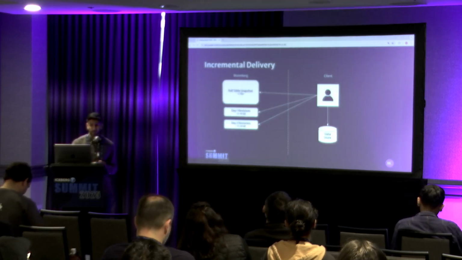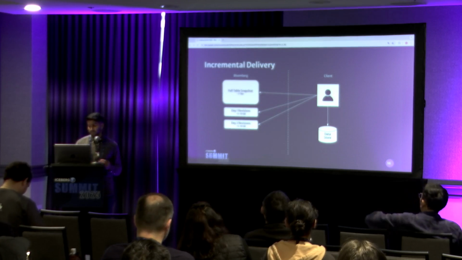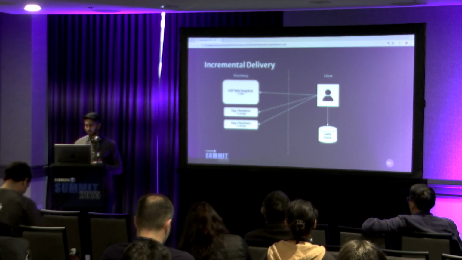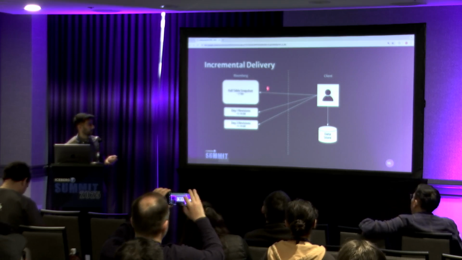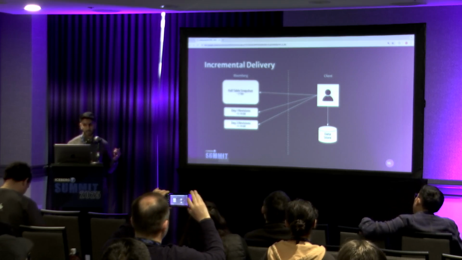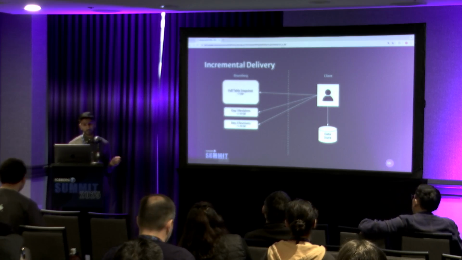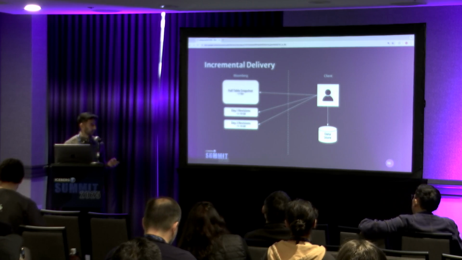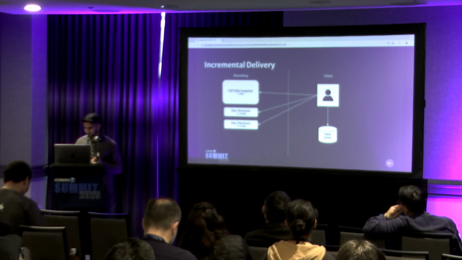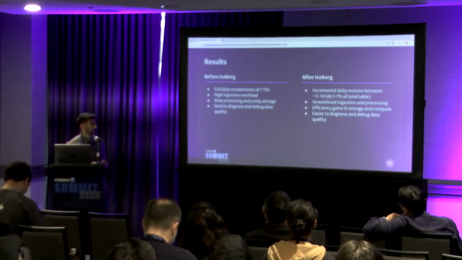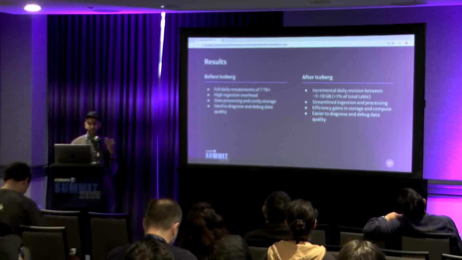And with those foundations, we were able to build an incremental delivery system for our clients. So the very first time a client ingests this product, they have to ingest the full table snapshots, and this is around 7 terabytes. But every day after that, they just have to ingest minimal daily revisions, anywhere from 5 to 10 gigs. So you can see how dramatic of a scale difference this is. And just to summarize the impact of this, if we were to have done this project before Iceberg, we would have full daily restatements of around 7 terabytes every day.